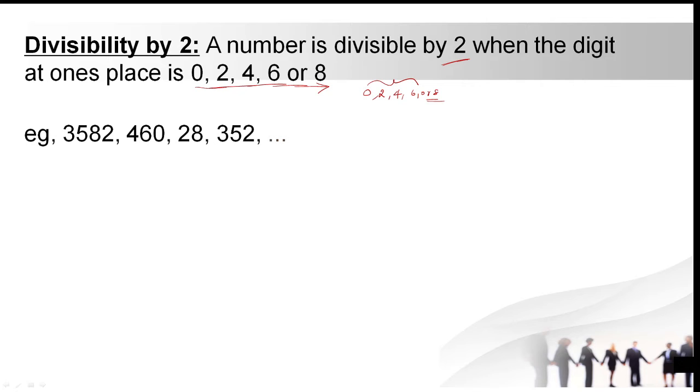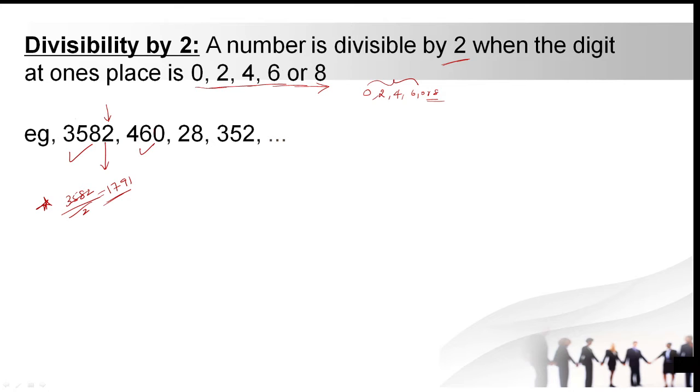For example, I have given 4 examples here. The first number is 3582. It is having 2 in the last place, that is the ones place. So no need to divide this number by 2, by multiplying or dividing 1 time, 7 times and 9 times. You are not supposed to do this kind of calculation to find whether this number is divisible by 2 or not. Simply we need to check the last digit. If the last digit is either 0, 2, 4, 6, 8, we can say simply the entire number is divisible by 2. That is the rule for 2 actually.